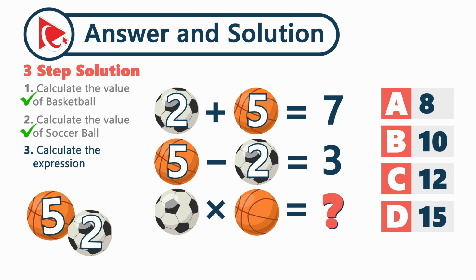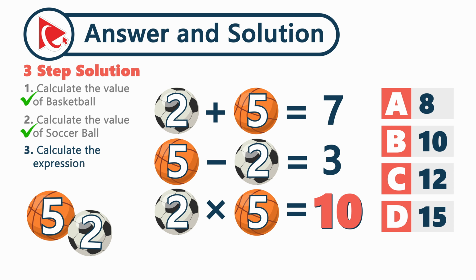Now we are ready to solve the original expression. Remember the one? Soccer ball multiplied by basketball equals question mark. Cool thing about what we know now is that we know the values of both soccer ball and basketball. Let's substitute them. 2 multiplied by 5 equals 10. So the correct answer here is choice B, 10.